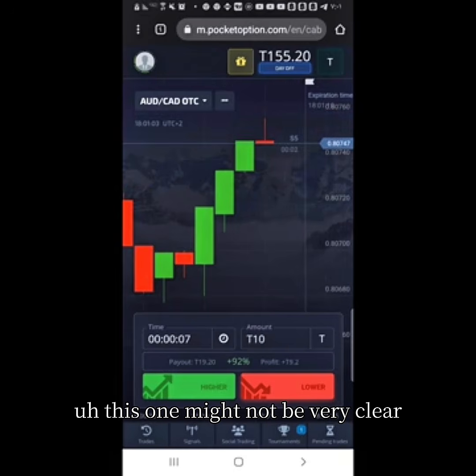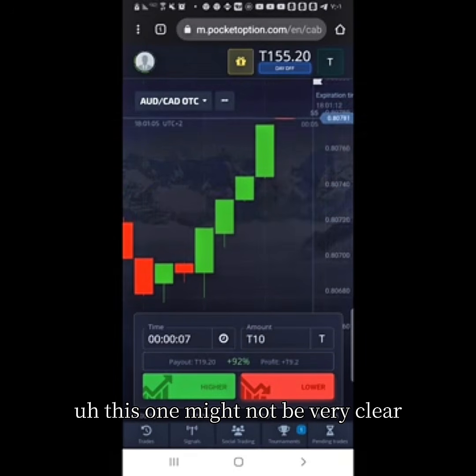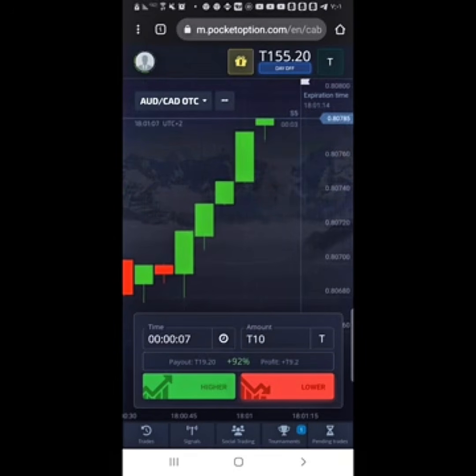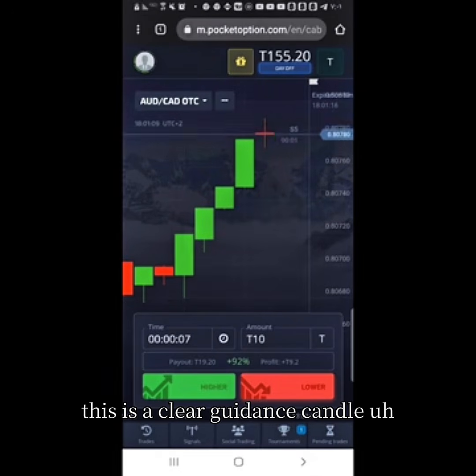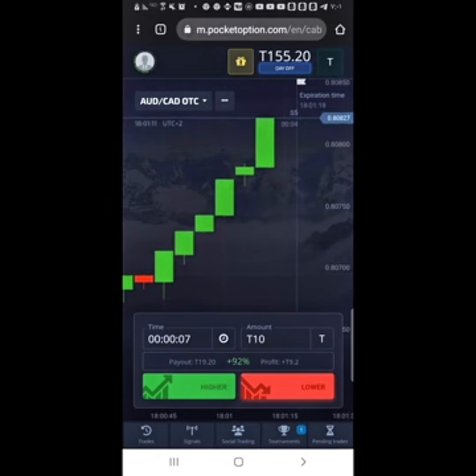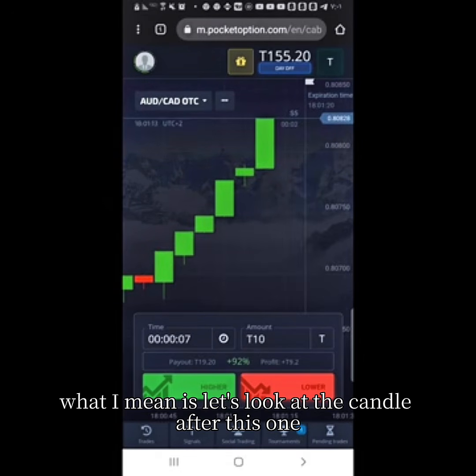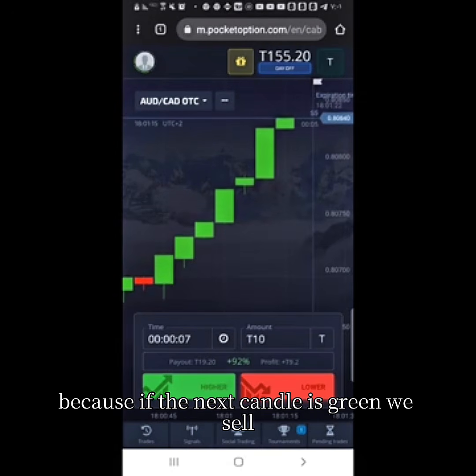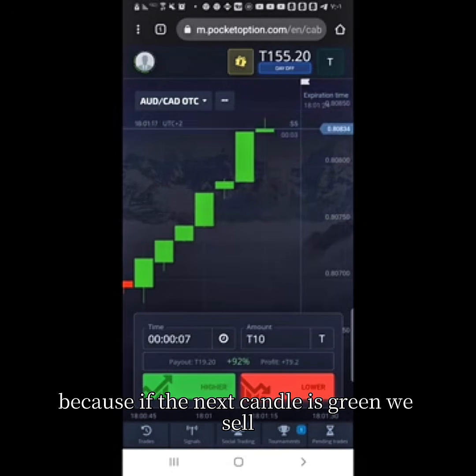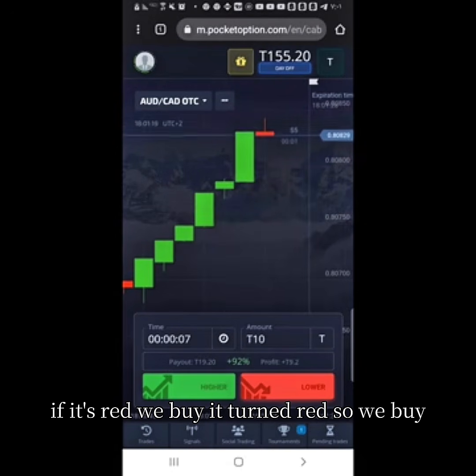This one might not be very clear. This is a clear guidance candle. What I mean is, let's look at the candle after this one. Because if the next candle is green, we sell. If it's red, we buy. It turned red, so we buy.